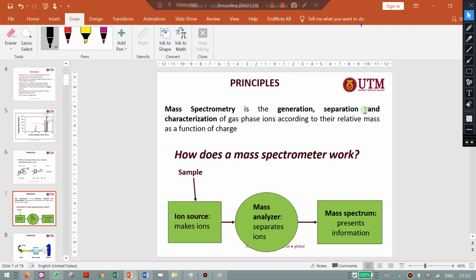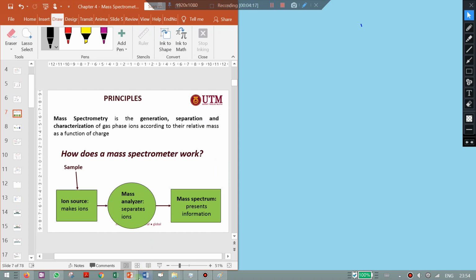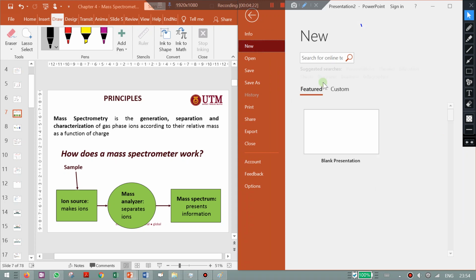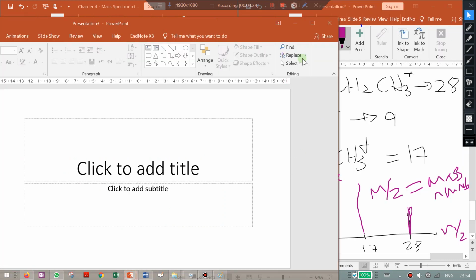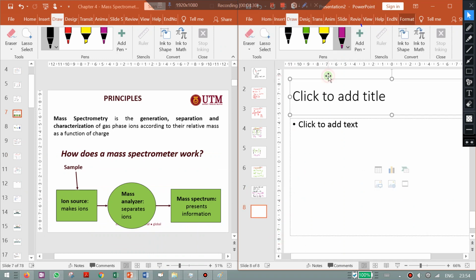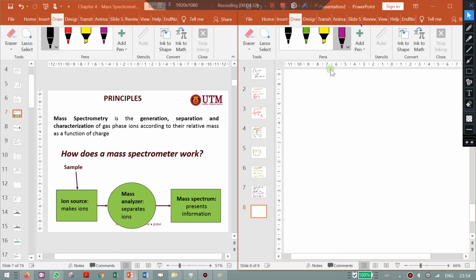Okay, mass spectrometry is the generation, separation and characterization of gas phase ions according to the relative mass as a function of charge. It involves three specific things: generation, separation and characterization. The keyword is generation.